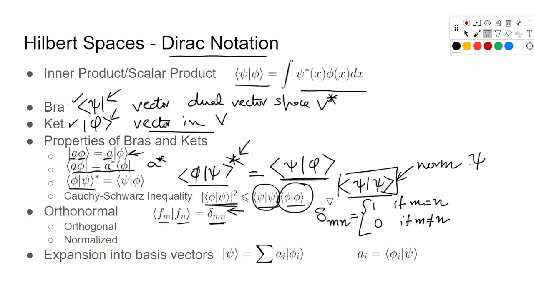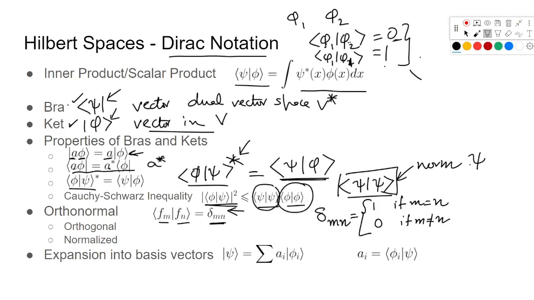So let's take an example. Say we have two vectors, phi1 and phi2. One vector multiplied by the other in terms of the inner product gives us 0, and multiplied by itself gives us 1. Then they are said to be orthonormal vectors. In the last slide, we said that basis vectors are typically chosen to be orthonormal.